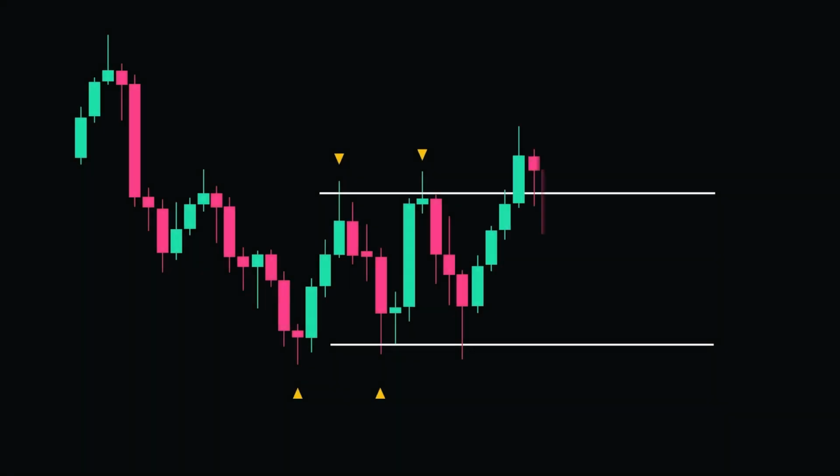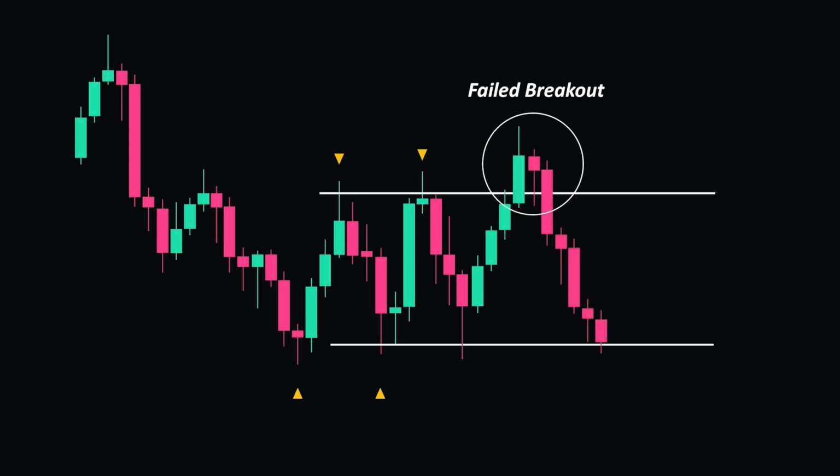Sometimes price breaks above resistance but fails to continue higher. This is called a failed breakout. Instead of holding above the level, price quickly moves back down and re-enters the range. This shows that the breakout was weak and buyers were unable to maintain control. This will cause breakout traders to fail their trades and suffer losses. To correct this issue, the next trading setup comes into play.